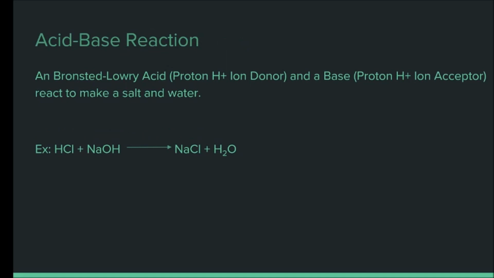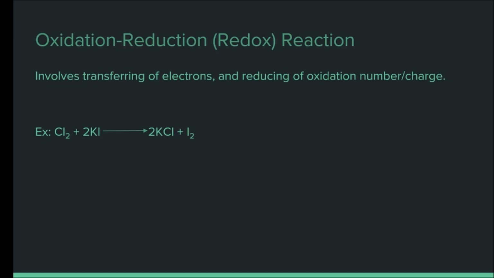You'll probably see a Bronsted-Lowry version, in which an acid, or proton donor, carries an H+ ion, and a base, or proton acceptor, carries an OH- ion. Together they'll react, and then they'll make a salt and water with the H+ from the acid and the OH- from the base. So an oxidation-reduction or redox reaction is a reaction that involves transferring of electrons and then reducing oxidation number and charge.